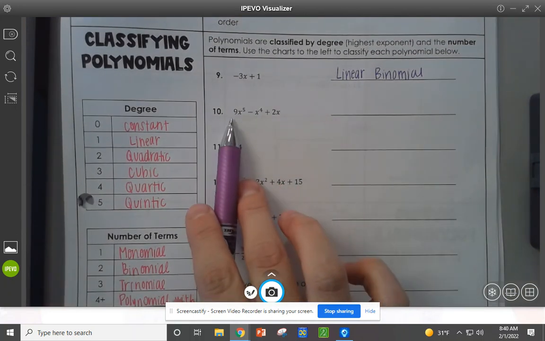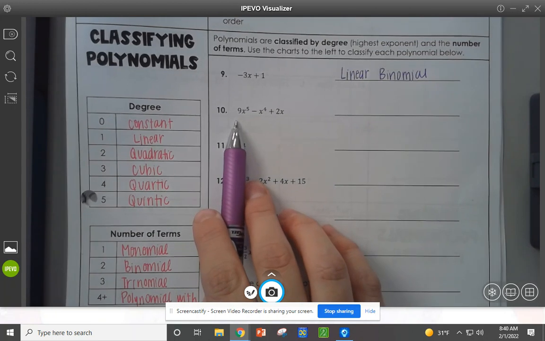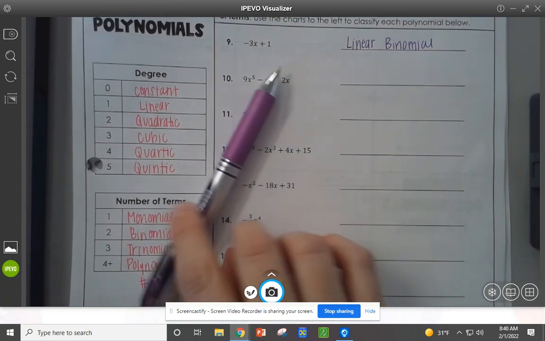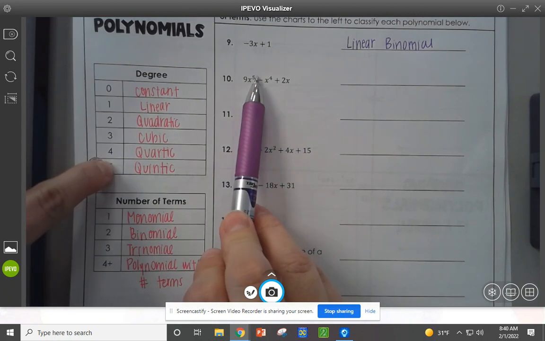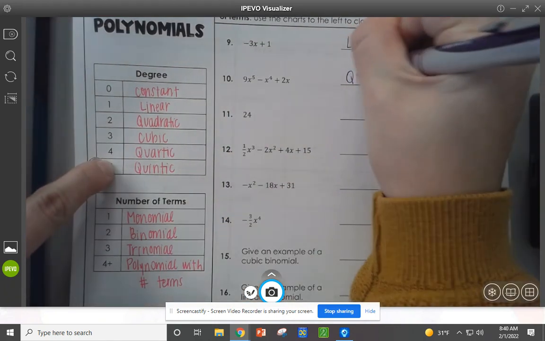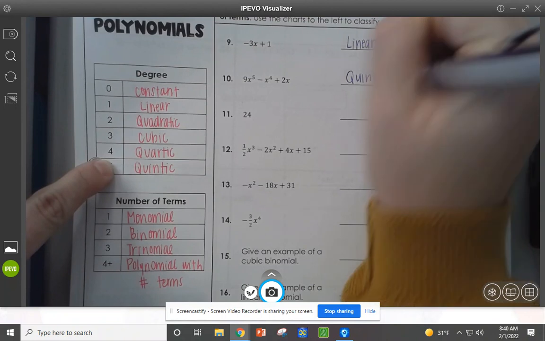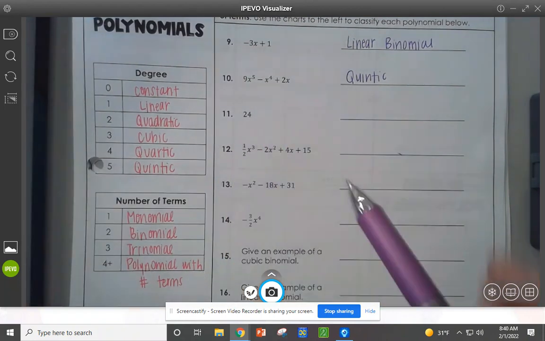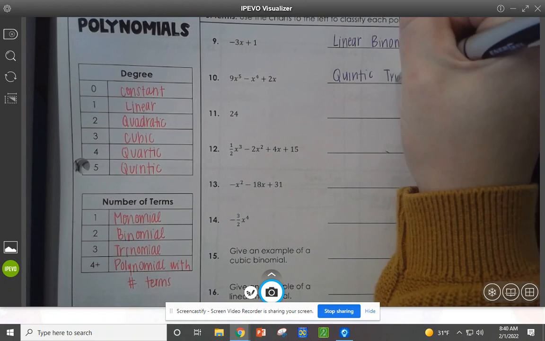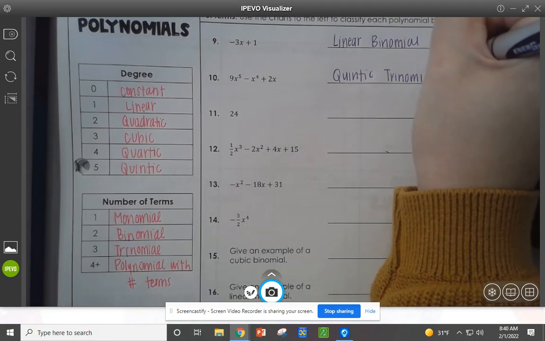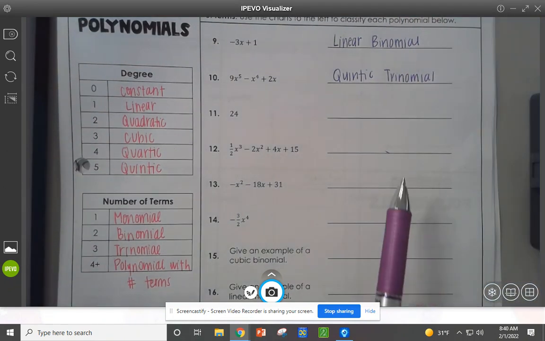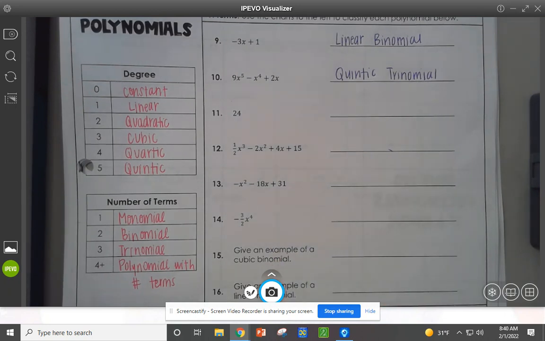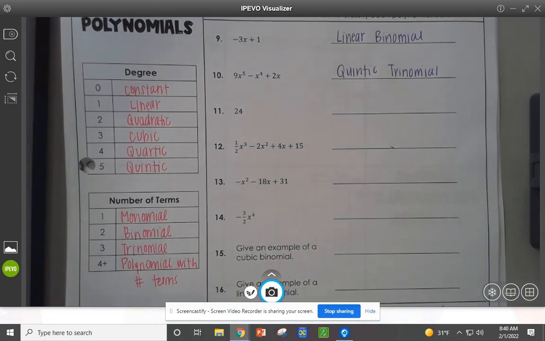Number 10, what is the degree? What's the highest exponent? 5. So it's a quintic. And then it has 1, 2, 3 terms, which makes it a trinomial. See if you can go down this list and get through number 16.